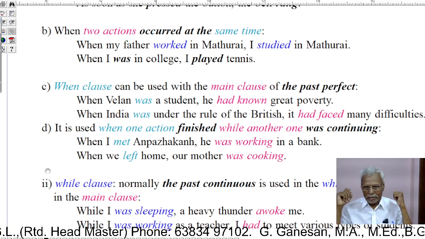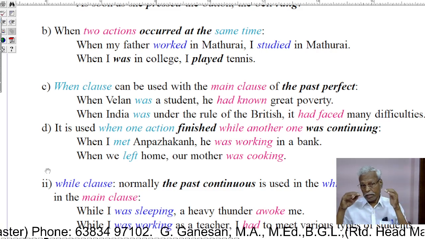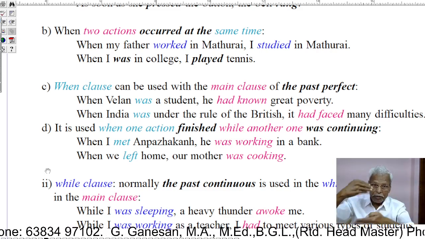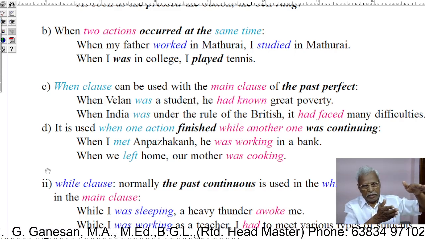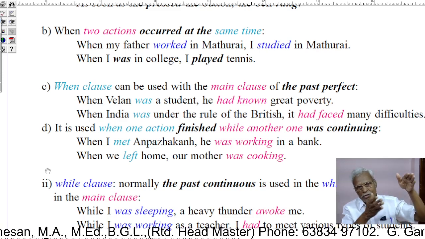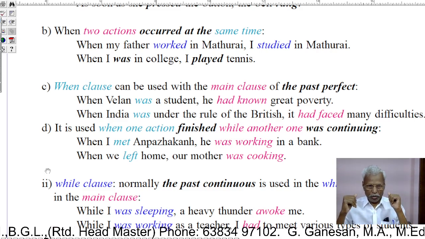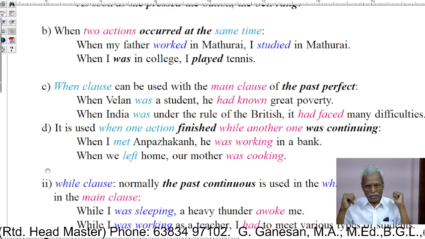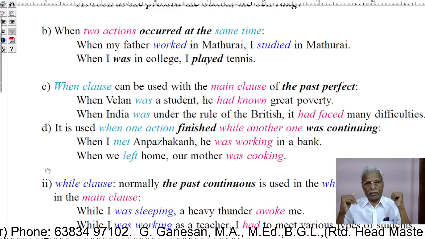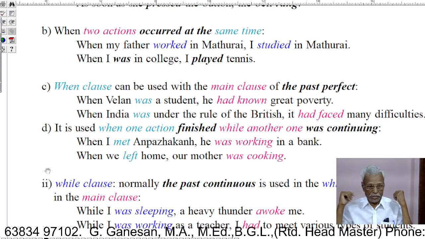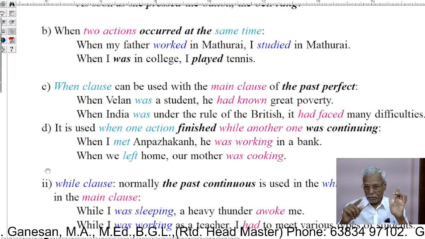When India was under the rule of the British, it had faced many difficulties. Not two separate actions. Throughout the entire period of the British rule in India, the people of India faced great difficulties. When India was under the rule of the British, the people of India had faced many difficulties. So the when clause can be used with the main clause in the past perfect.